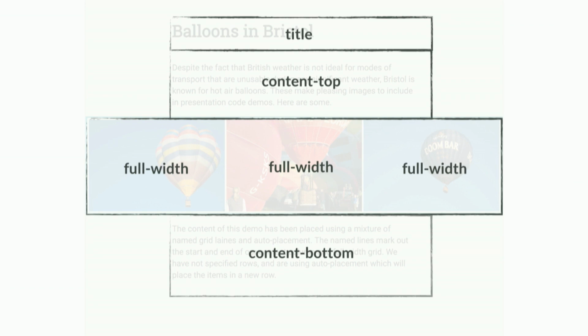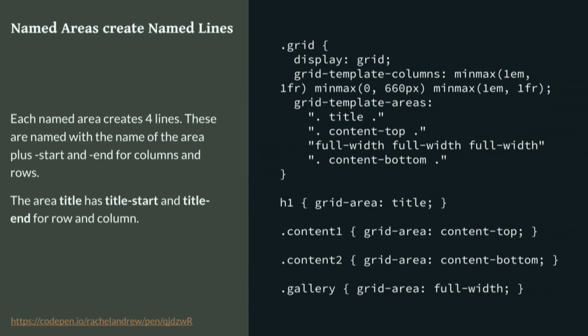Now, firstly, you need to know that when you use grid template areas to lay out named grid areas, you get named lines created from the area names. So each area is surrounded by named lines, and you can position things against the lines just like any other line on the grid, which is pretty handy.